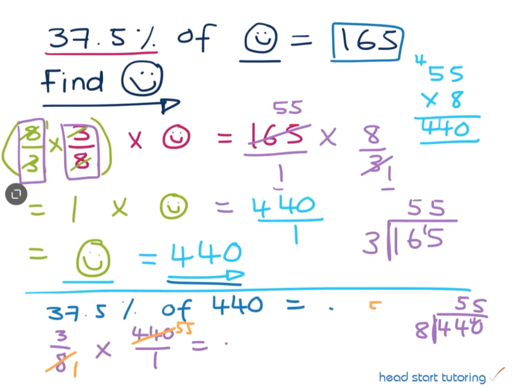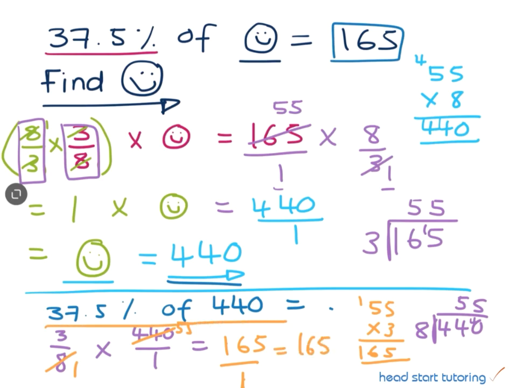55 times 3 now. 3 times 5 is 15, carry our 1. 3 times 5 is 15, plus 1 is 16. So we end up with 165 over 1, or just 165. So 37.5% of 440 does indeed give us an answer of 165, which is what we were hoping for. So our answer of a smiley face being equal to 440 is in fact correct.